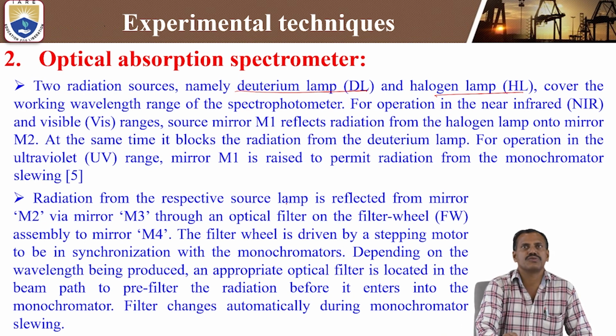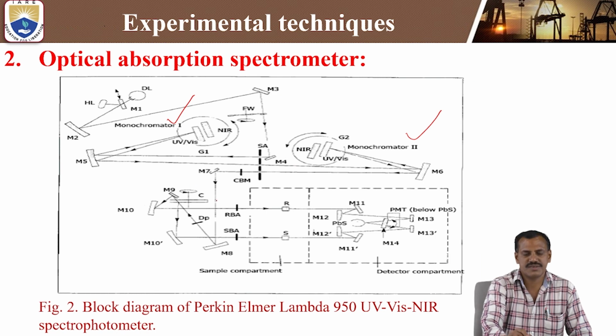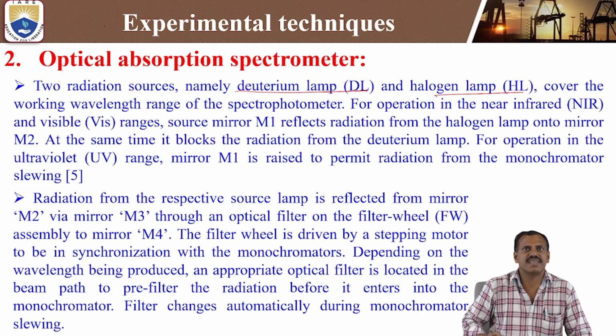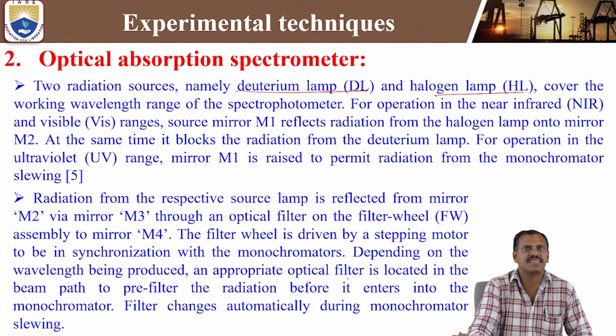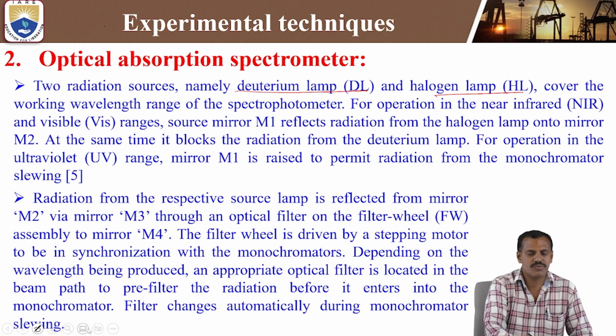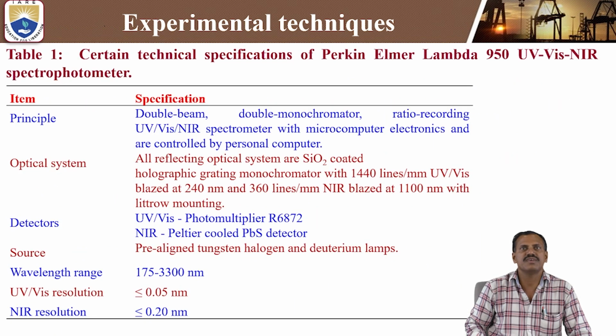Radiation from the respective source lamp is reflected from mirror M2 via mirror M3 through an optical filter and the filter wheel FW assembled to mirror M4. The filter wheel is driven by a stepping motor to be synchronized with the monochromator. In this block diagram, mirrors M3 and M4 stabilize the focusing of the light beams. Depending on the wavelength being produced, an appropriate optical filter is located in the beam path to filter the radiation before it enters the monochromator. The next filter changes automatically during monochromator switching. Whenever we change the filters, we tune the beam.